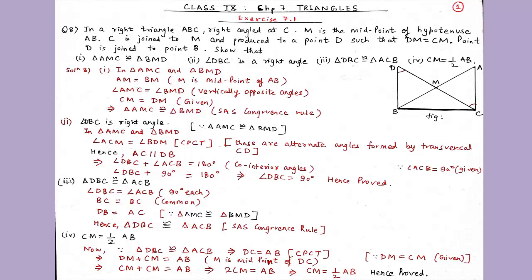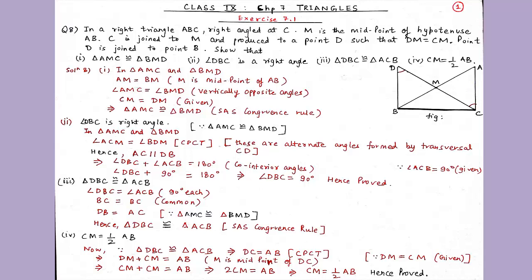So from here, by co-interior angles, we can write angle DBC plus angle ACB is equal to 180 degrees. And as we know, according to our question, angle ACB is 90 degrees, which is also given in our question. So students, from here we can find the value of angle DBC, which is equal to 180 degrees minus 90 degrees, and this is equal to 90 degrees. So this is what we have to prove.